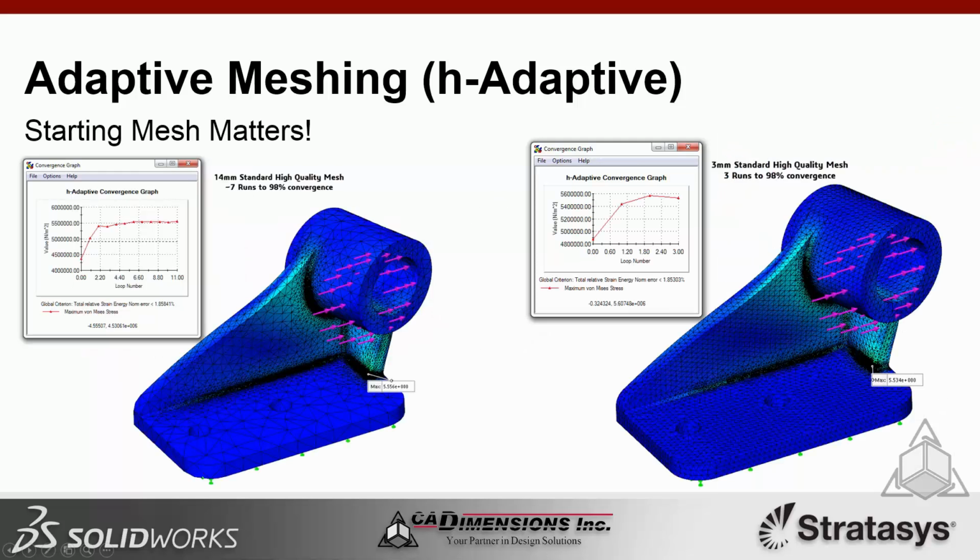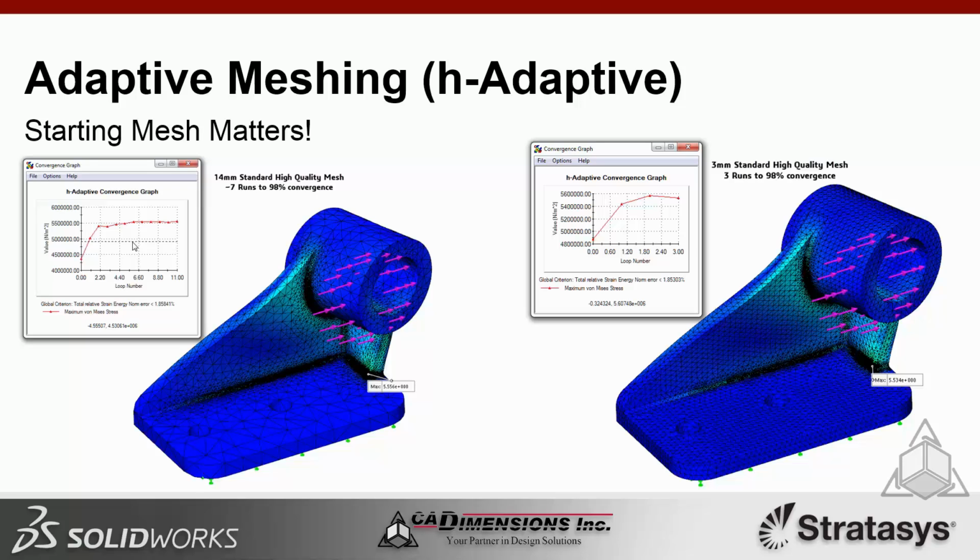Here I have 2 identical studies. In the one on the left, I started with the default mesh. It came to convergence between 5 and 7 runs with a max stress of about 555 megapascals. That's the 98% convergence that I had requested in the properties. And you can see it converging right in this area. Cool, so what's the problem?